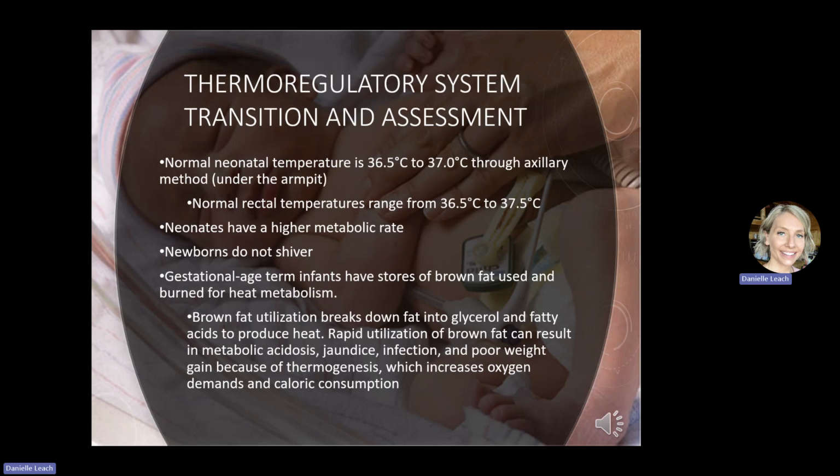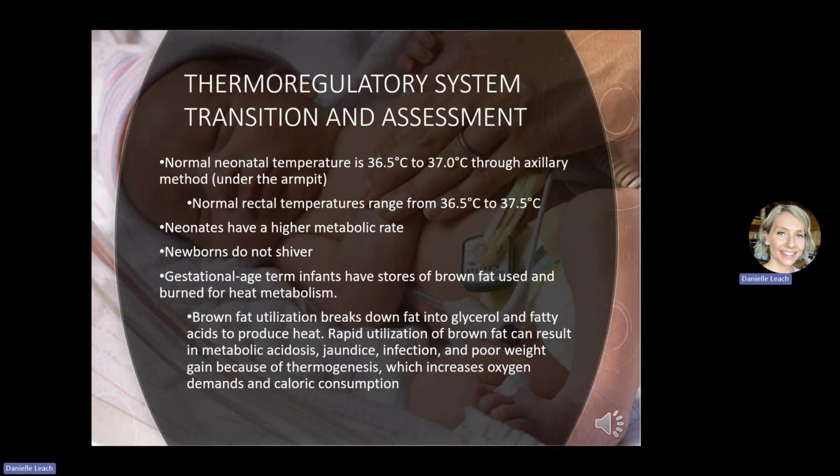Thermoregulatory system transition and assessment. So a normal neonatal temperature is around 36.5 to 37 degrees Celsius if we're doing the axillary method, and could be a little bit higher for core temps like rectal temps, up to 37.5. Basically, we usually don't want a neonate to be under 36.5. So if they're under 36.5, we usually want to take measures to start warming them up.